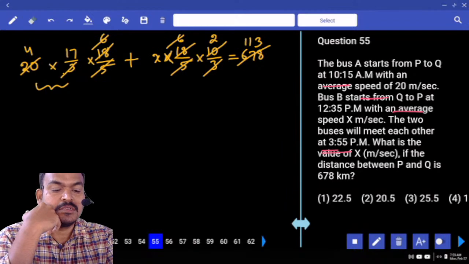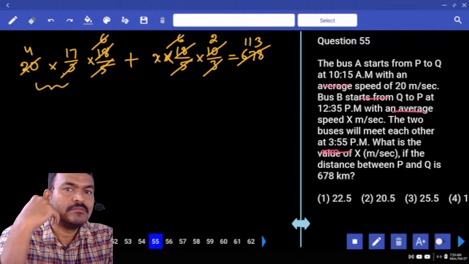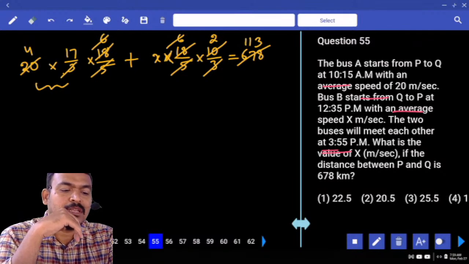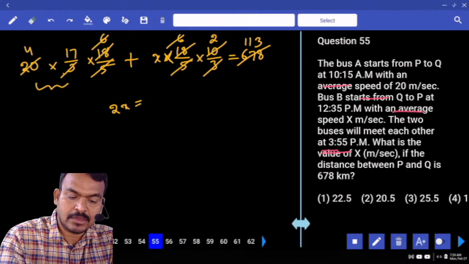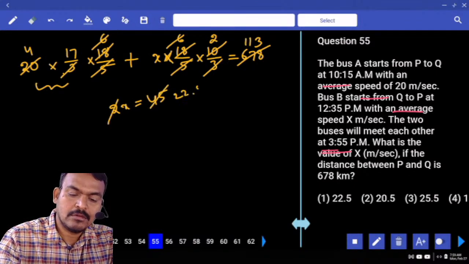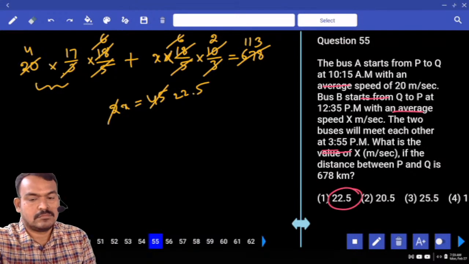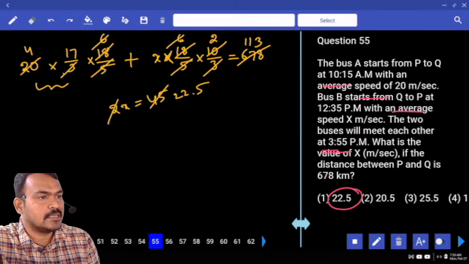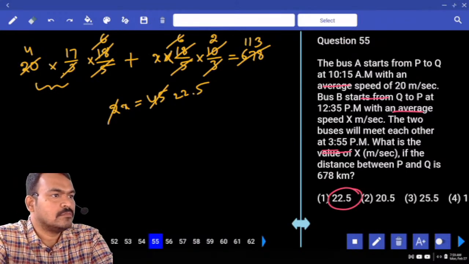113 minus 68 is 45. 2x equal to 45. Then x equal to 22.5. 113 and 68 difference is 45.